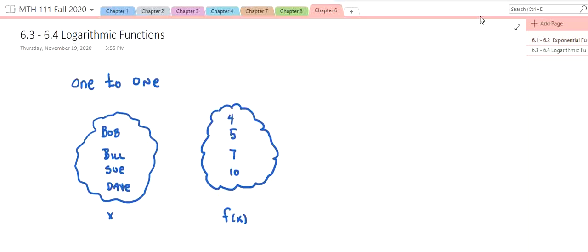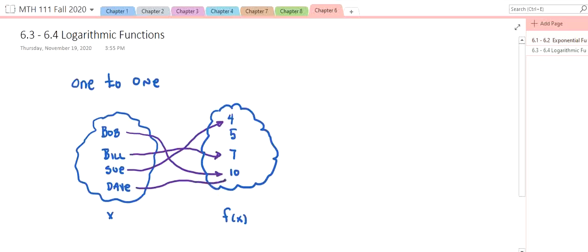And I have as my domain Bob, Bill, Sue, and Dave. If you have Bob, you end up with a 10. If you have Bill, you end up with a 7. If you have Sue, you end up with a 4. If you have Dave, you also end up with a 10. And you remember that was a function because every x value had one and only one y value. But in some cases, like Dave and Bob, this y value was not unique. Both of them shared 10.